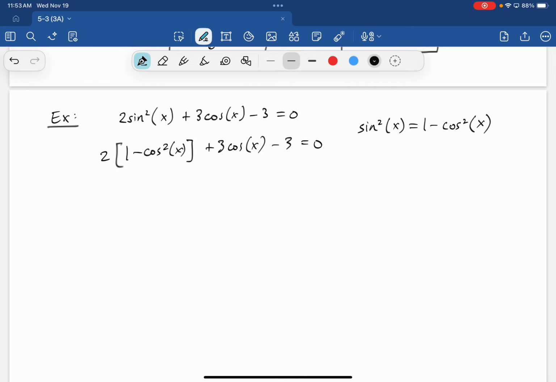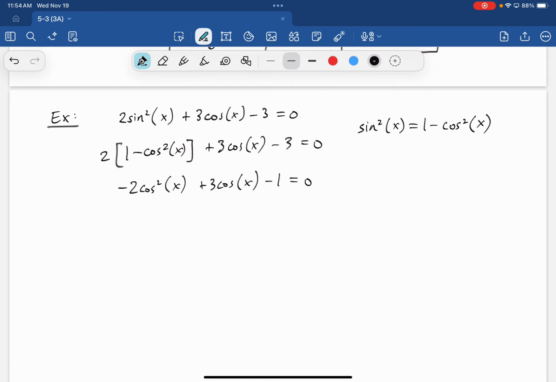And then after I expand this and combine some terms, I'm just going to be left with negative 2 cosine squared x plus 3 cosine x minus 1, which is a quadratic equation, right? Any questions about how I got here? Quadratic equation, squared, normal. Oh, gotcha.